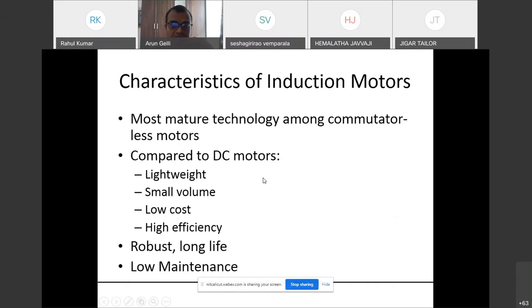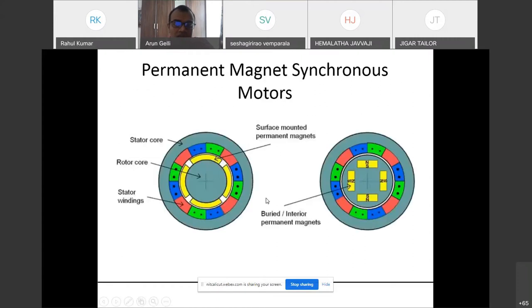And let's look at the various important points related to the induction machine. Most of the motors that are manufactured are induction machines. Compared to DC motors, they are lightweight, small volume, low cost, and high efficiency. Robustness is what is actually valued in industries, because they need low maintenance. They are reliable; they don't fail as other machines do. That's why these machines are used in so many applications.